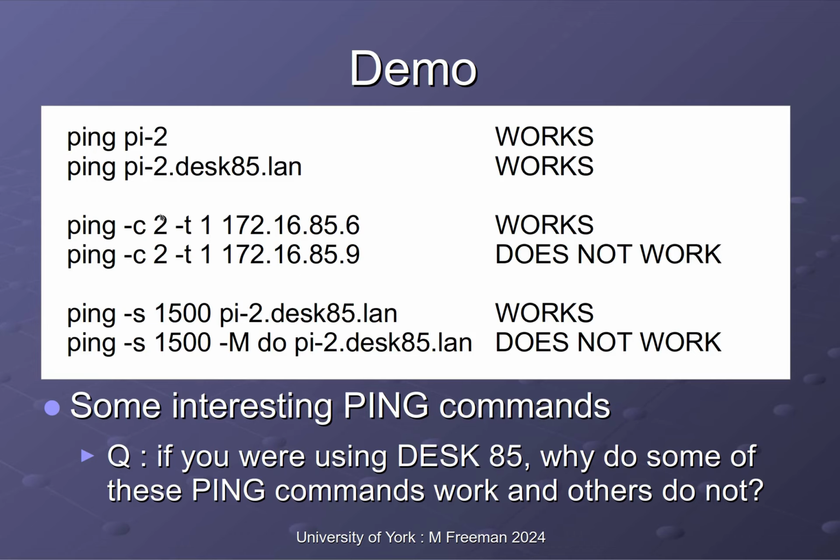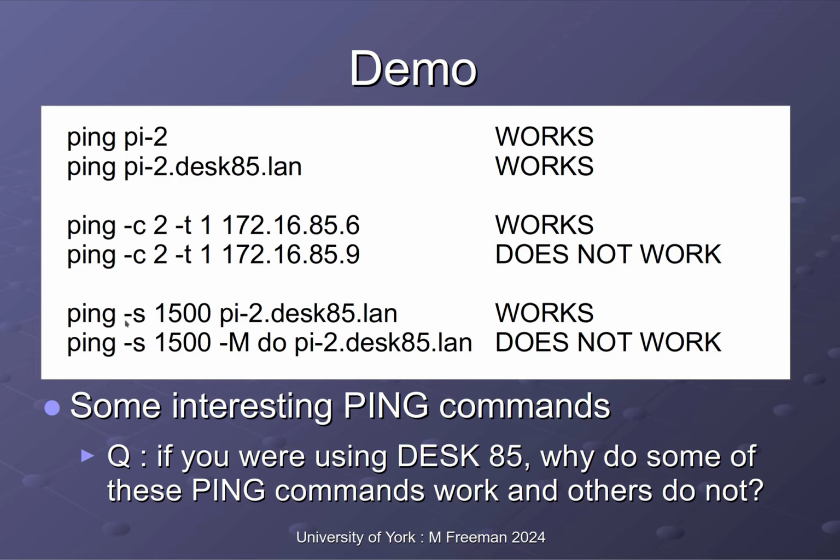And if you do that, can you ponder why the first one here does work and the second one doesn't work? So in these examples, I'm pinging on the 172 network. I'm on desk 85 here, for example, but imagine that number there was your desk number. So you're pinging one IP address and that will work fine. But if you ping this other IP address, it won't work. Can you spot why that is so?